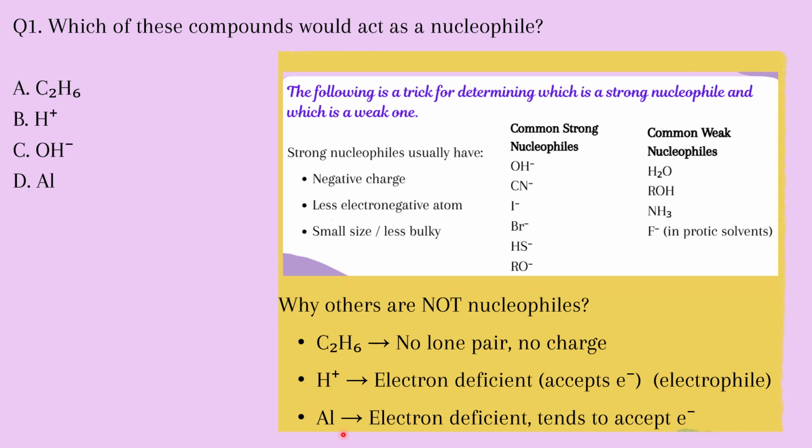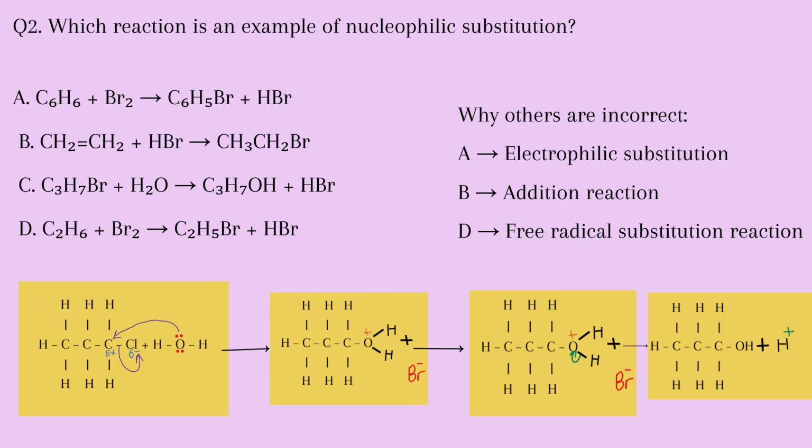In the case of aluminum, it is also an electron deficient species, and it is not going to get attracted towards the nucleus. Instead, it is going to get attracted towards the electrons. So it is not a nucleophile. This means the correct option is this. Now let us solve question number 2.